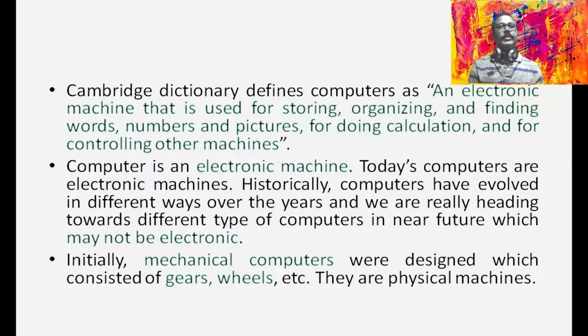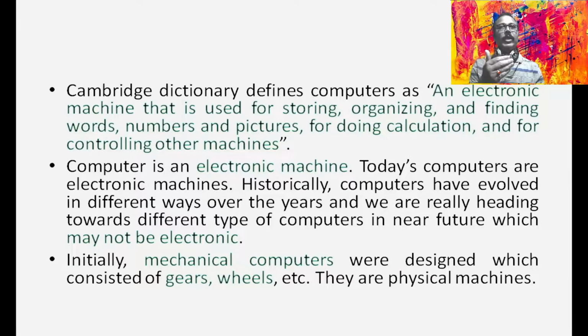Cambridge Dictionary defines a computer as an electronic machine that is used for storing, organizing, and finding words, numbers, and pictures, plus for doing calculation and also for controlling other machines. So basically it's an electronic machine. At present it is an electronic machine.